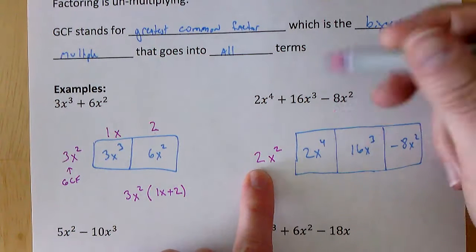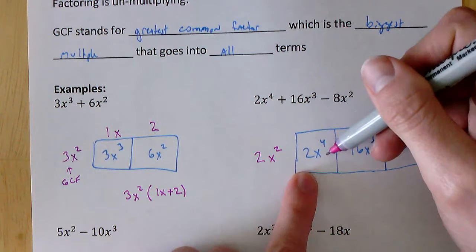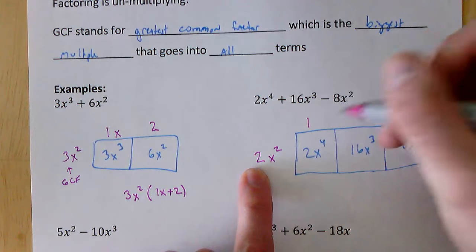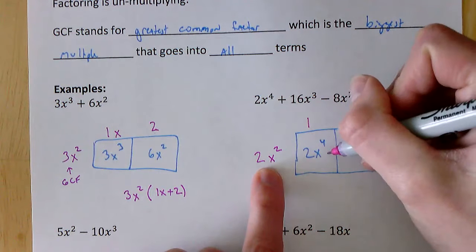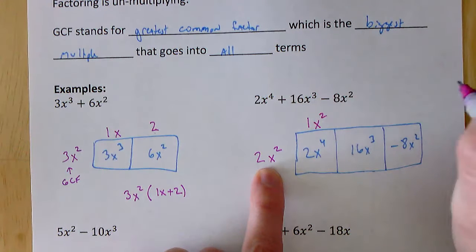And now I'm going to come back up here and figure out, well, what do I have to multiply my GCF by to get this? Well, what do I multiply 2 by to get 2? Just 1. And then what do I multiply x squared by to get to x to the 4th? Well, I need 2 more x's.